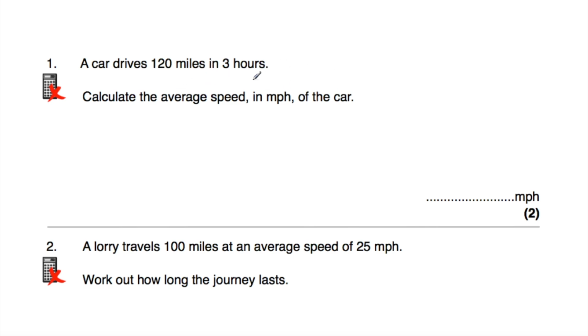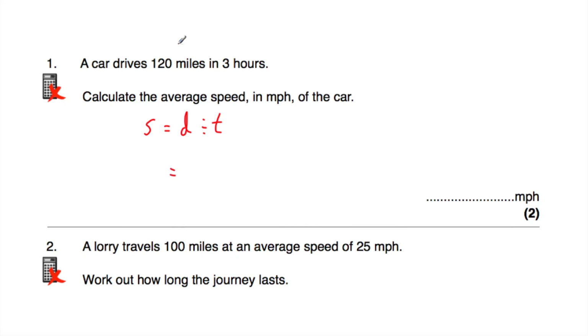So we want to find the average speed of the car in miles per hour, so we want to find out how many miles it would drive in 1 hour. So if it drives 120 miles in 3 hours, we could just divide that by 3 to find out how many miles it should drive in 1 hour, and then that would be the speed of the car in miles per hour. So the speed is equal to the distance divided by the time.